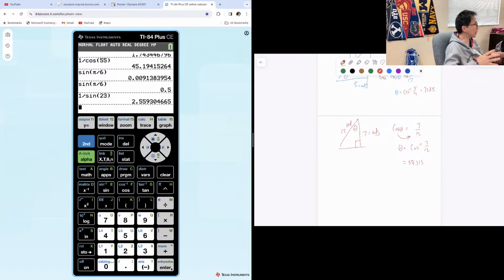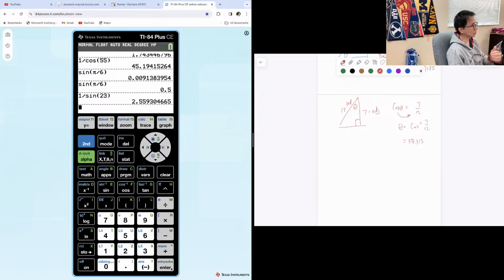Okay, 3 decimal places on the AP exam, at least for calculus. I don't know about pre-calculus. But I mean, if 3 decimals is good enough for calc, it should be good for pre-calc. All right. Is this okay? Make sure you understand your stuff.